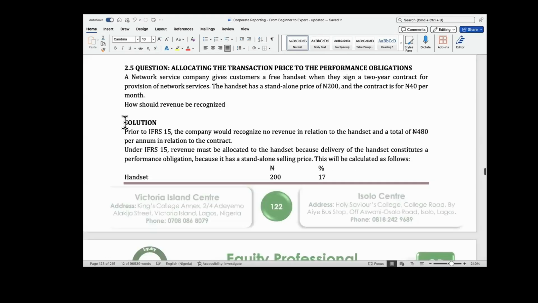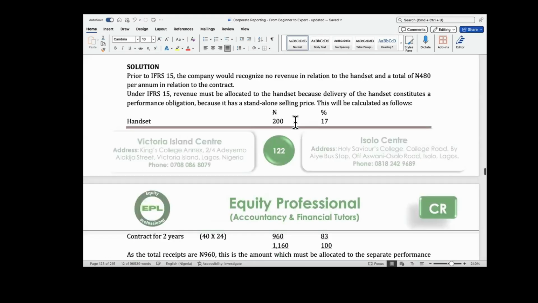So we'll get the handsets. The question already told us that its standalone selling price is 200. For the network, the standalone selling price is 40 naira times 24, which is 960. So a total standalone selling price of 1,160. So we get a ratio: 200 over 1,160 is 17%. 960 over 1,160 is 83%.